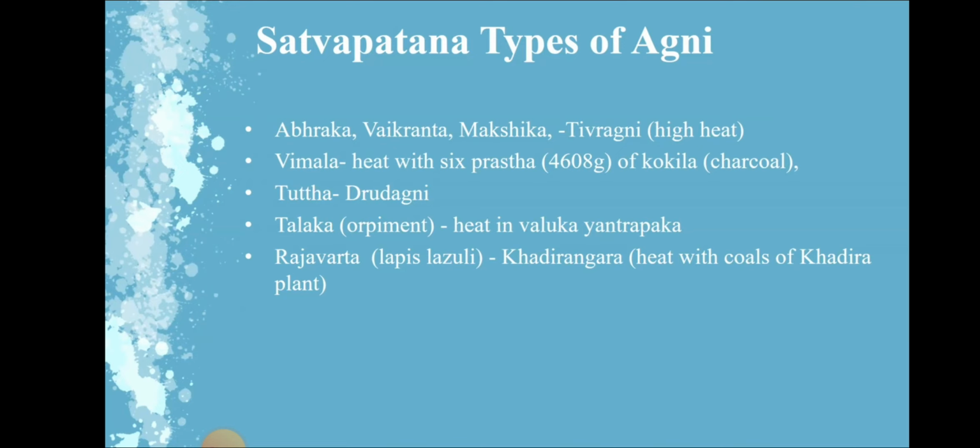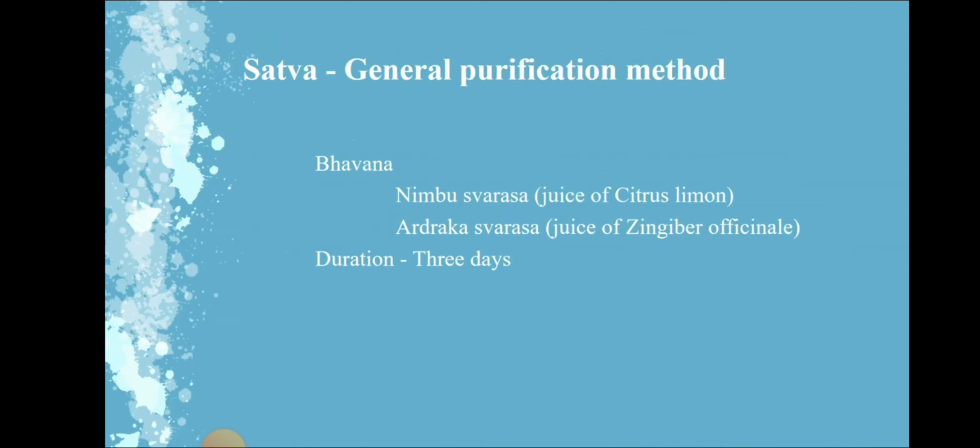When it comes to Tutta, it will be drida agni. And for Talaka, heat is given in Valuka Yantra. In Valuka Yantra, the temperature will go up to 900 degrees Celsius. Up to 700 degrees Celsius is needed for Talaka. And for Rajavarta, lapis lazuli, the khadira heat is given with the charcoal of the khadira plant. So these are the types of agni for sattvapatana.